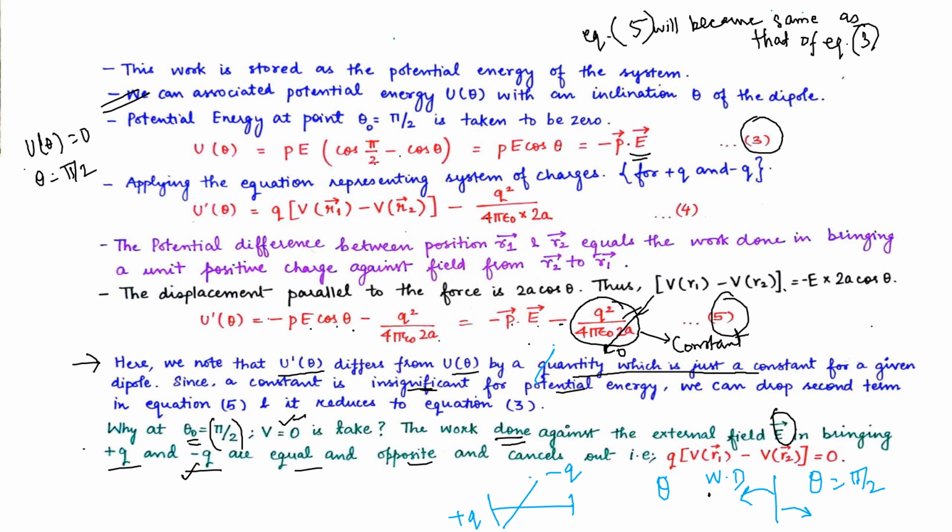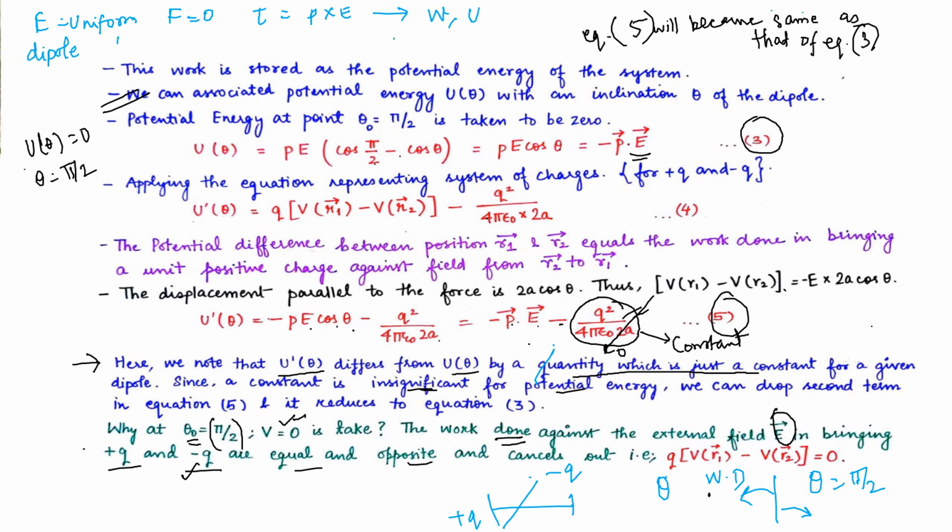Hopefully you have understood. The main points to be summarized here are these. In our dipole, if E is uniform, just make a note of it. The net force working on it is 0, but there will be a torque equal to p cross E. Due to this torque, our system needs to do some work, and because we are doing the work, there will be stored potential energy.